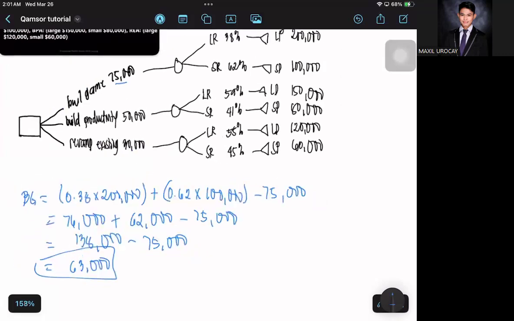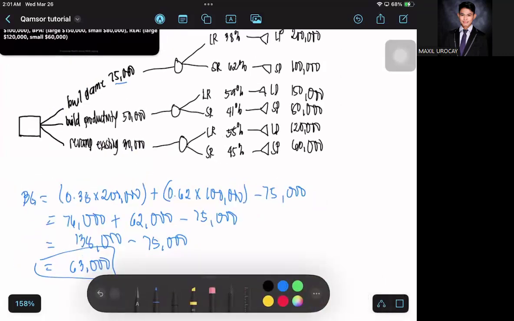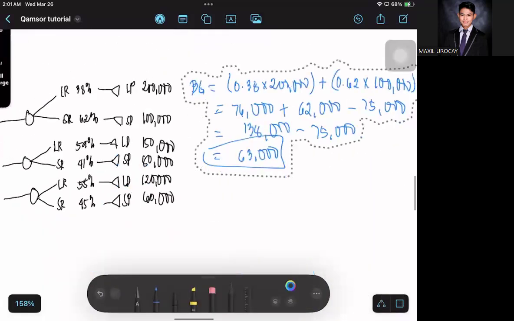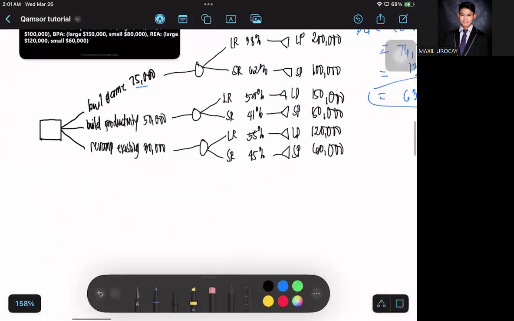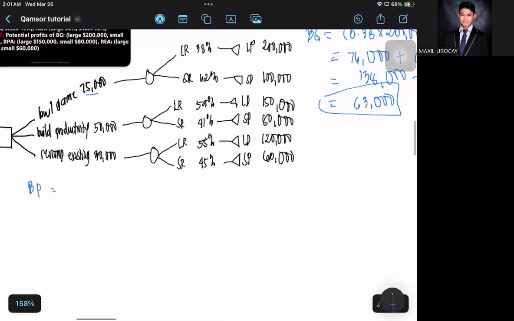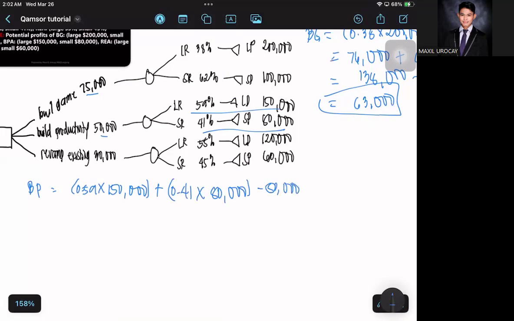What about, let me just go ahead and bring this to the other location so that we can use the space. Now, for build productivity app, for example, you have right here 0.59 times 150,000. So that is that one. Plus 0.41 times 50,000. That is it. Then minus 50,000.